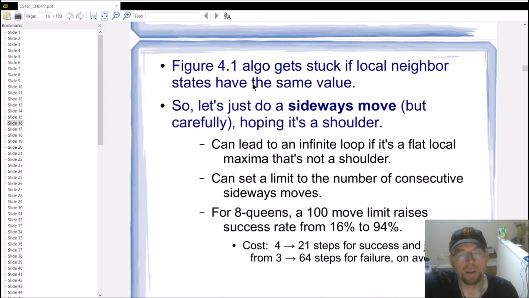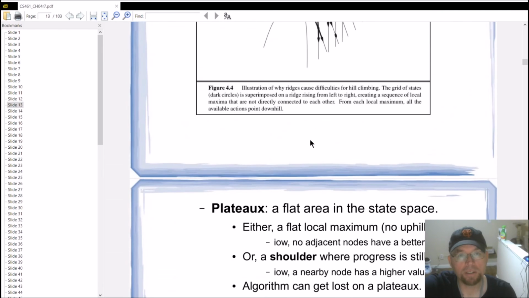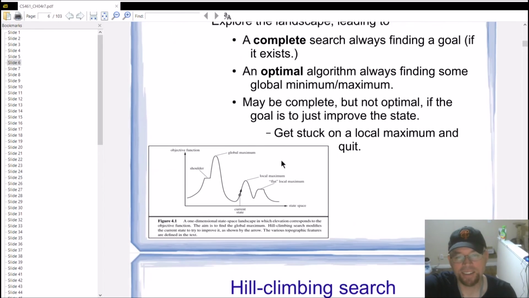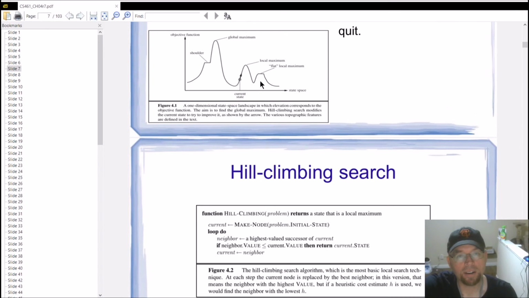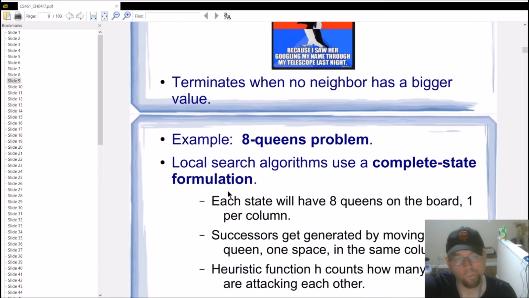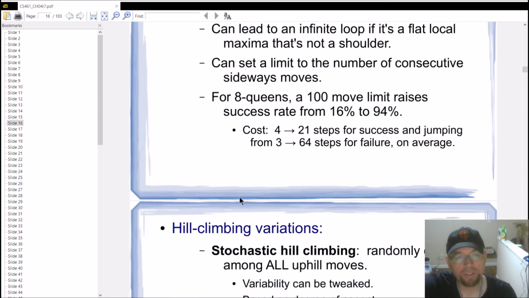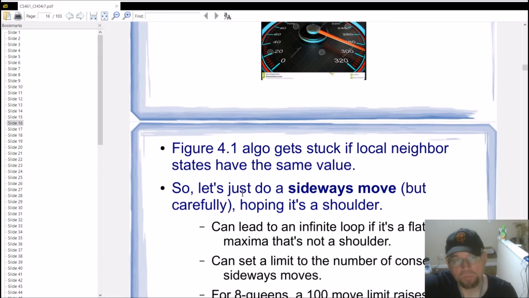All right. So figure 4.1. Here we go. Right here, you can get stuck. Right here, you can get stuck. On these plateaus. But if you could get off of them, if you could get off those plateaus, then you could continue on the search and then find a better solution than what you're stuck on, right?